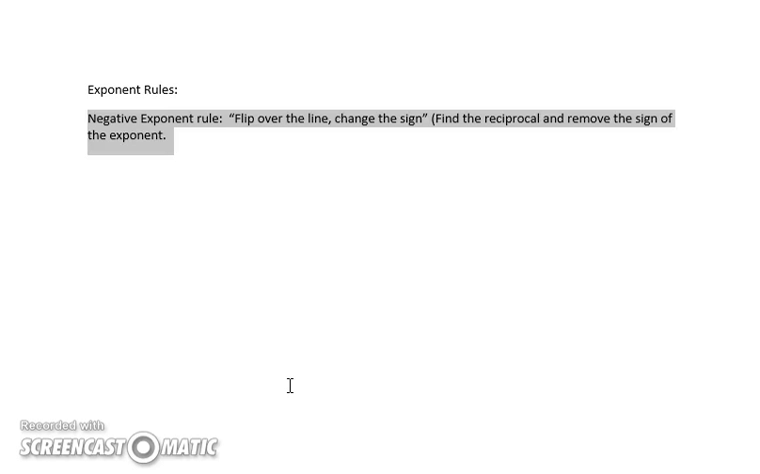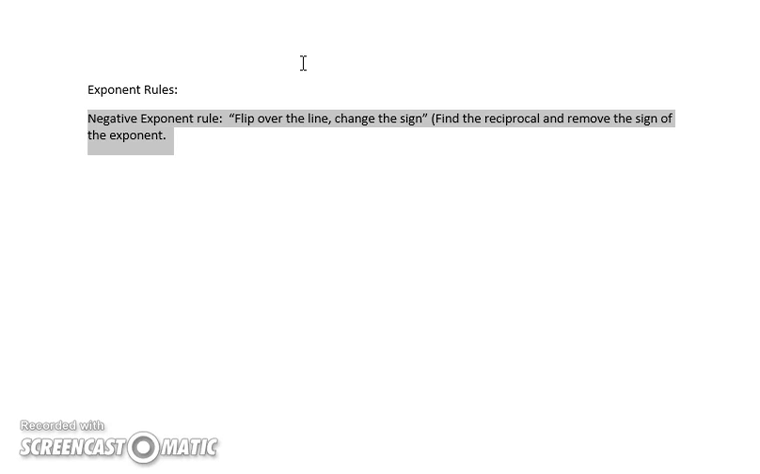Now we're going to figure out what we do when a negative exponent appears, because we don't want to leave negative exponents in our simplified forms on our homework. So the rule for dealing with negative exponents is that we're going to find the reciprocal and remove the sign of the exponent. An easier way to remember this is we're going to flip our base over the fraction line, and we're going to change the sign of the exponent. I should note that the flipping is happening with the variable and the changing of the sign is happening with the exponent.